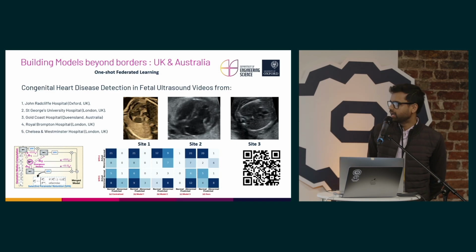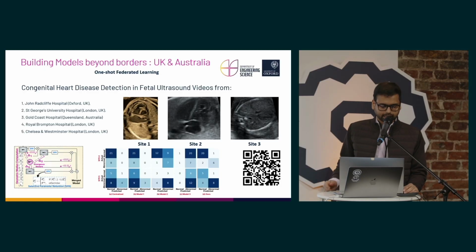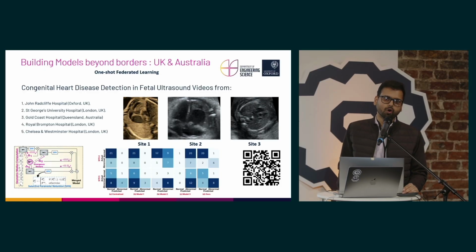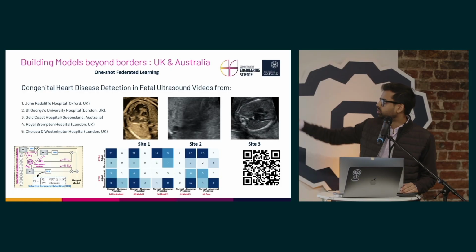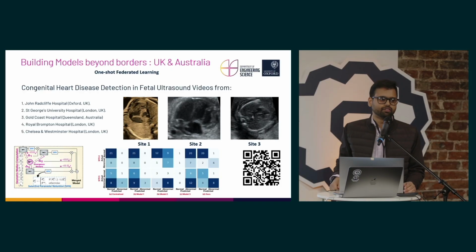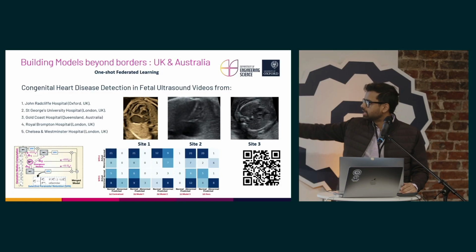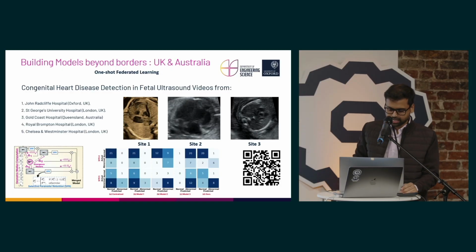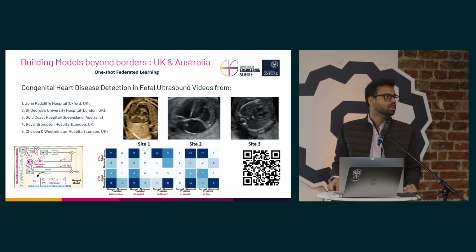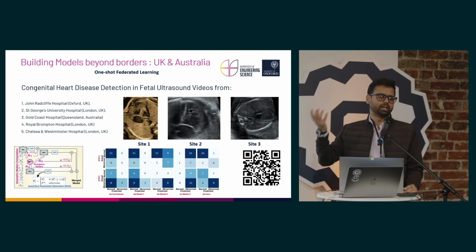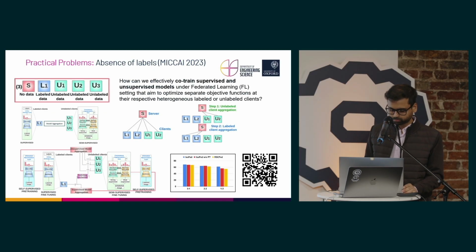The second work we had is a one-shot federated learning, where we were trying to tackle congenital heart disease detection with Australian and UK sites. And as you can see, there's quite a bit of domain gap between different sites. And so if you train your model individually on individual sites and you test on your external sites, you'll see that the models 1, 2, and 3, which are individual site-specific models, don't really work that well. You have to generalize. So we do federated learning using a one-round or one-shot aggregation for this.